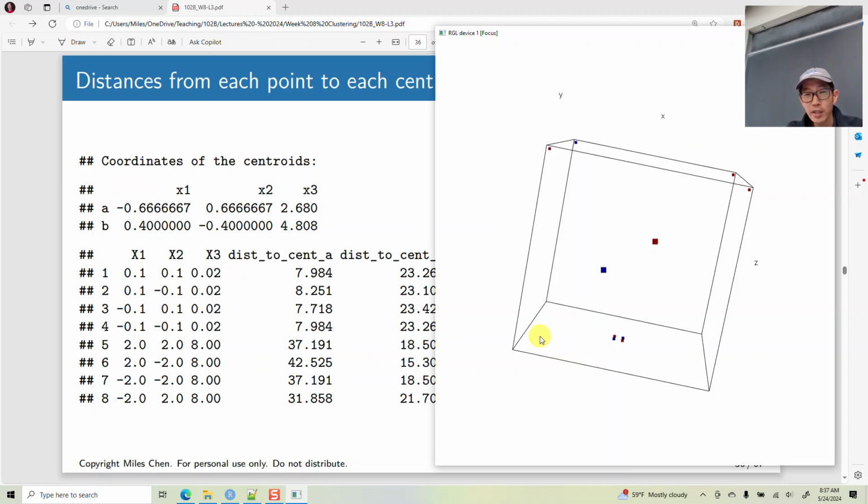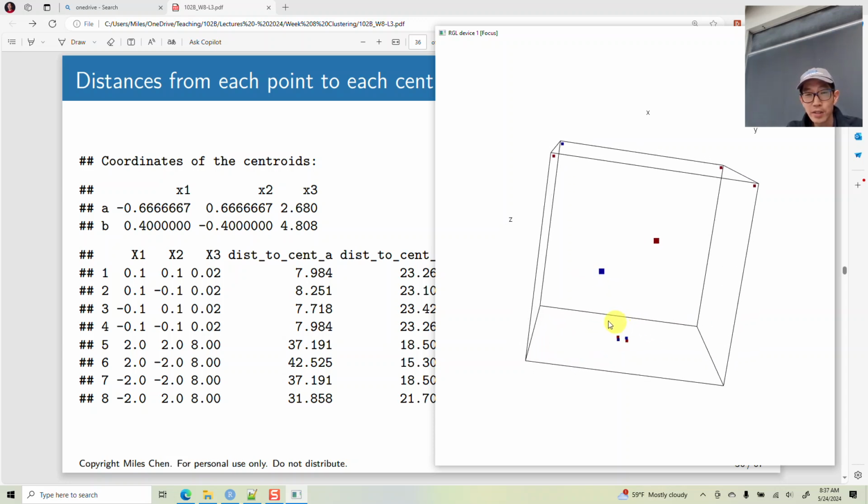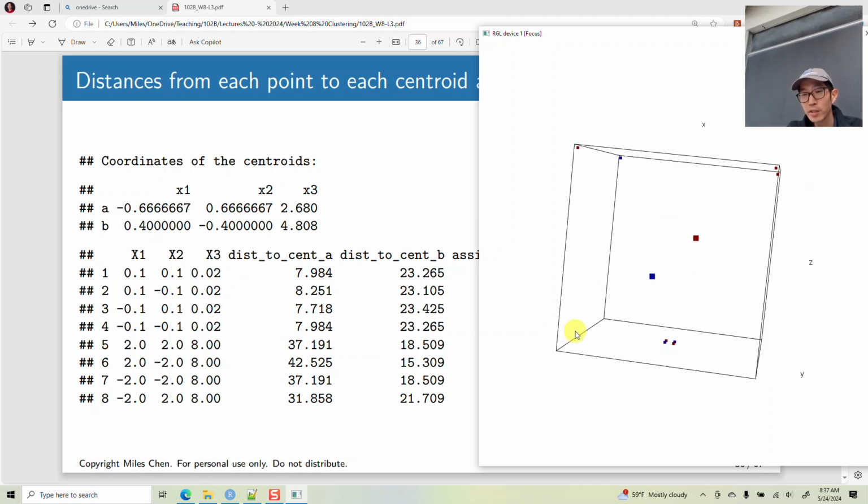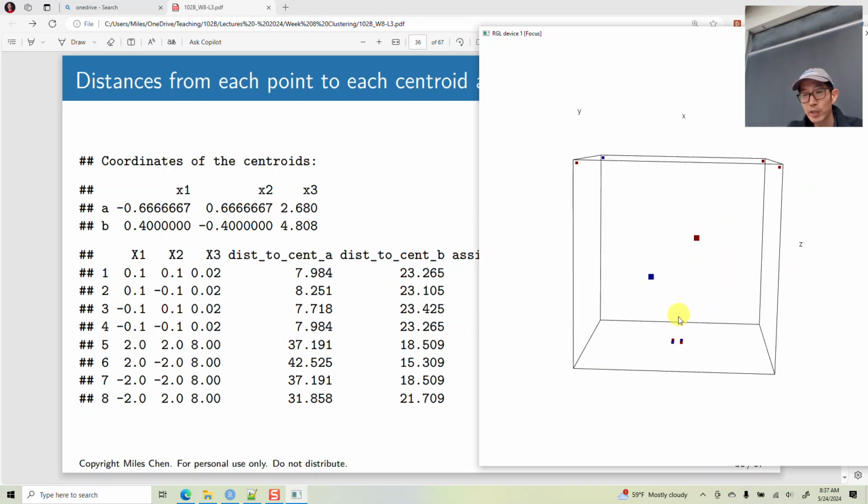Okay, and then what are the distances between these 4 points and the red centroid? And they're all around 23.26, 23.11, 23.42, 23.26, right? So they all have very similar values, which makes sense because they're all very close to each other.